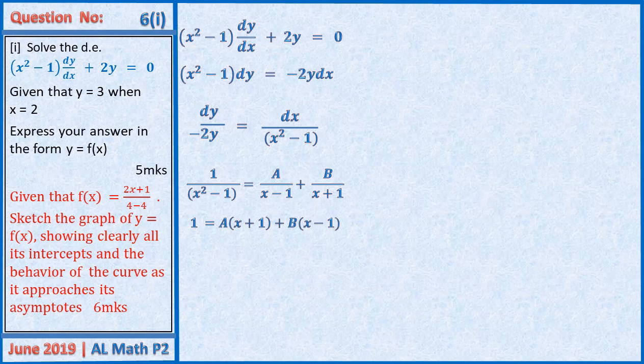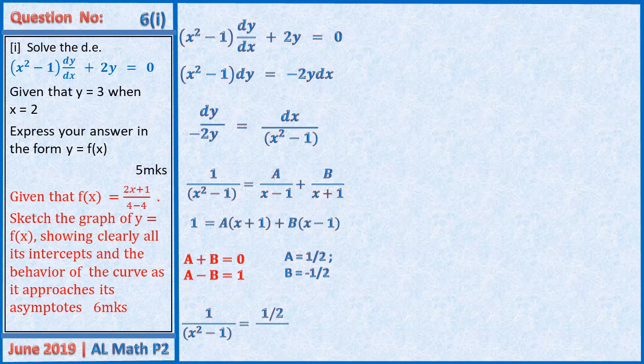Simplifying this, we have 1 identical to A into x plus 1 plus B into x minus 1. Equating coefficients, A plus B will be equal to 0 and A minus B will be equal to 1. So in this case, we have A to be a half and B to be minus a half. We now put into our equation: 1 over x squared minus 1 equals a half over x minus 1 minus a half over x plus 1.